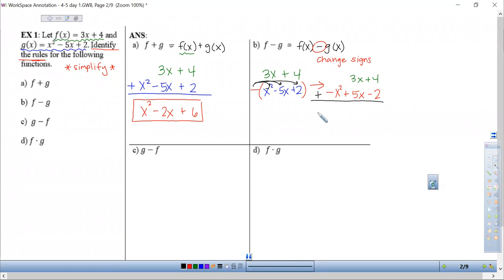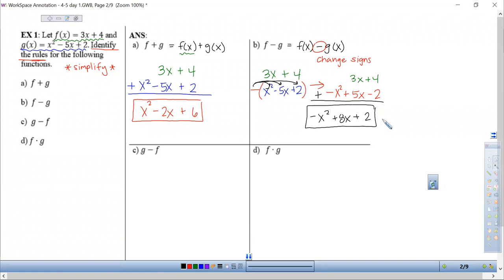So I change the signs to make it addition, and now that gives me an answer of negative x squared. 3x plus 5x is 8x. And then 4 minus 2 is positive 2. So that gives us negative x squared plus 8x plus 2.